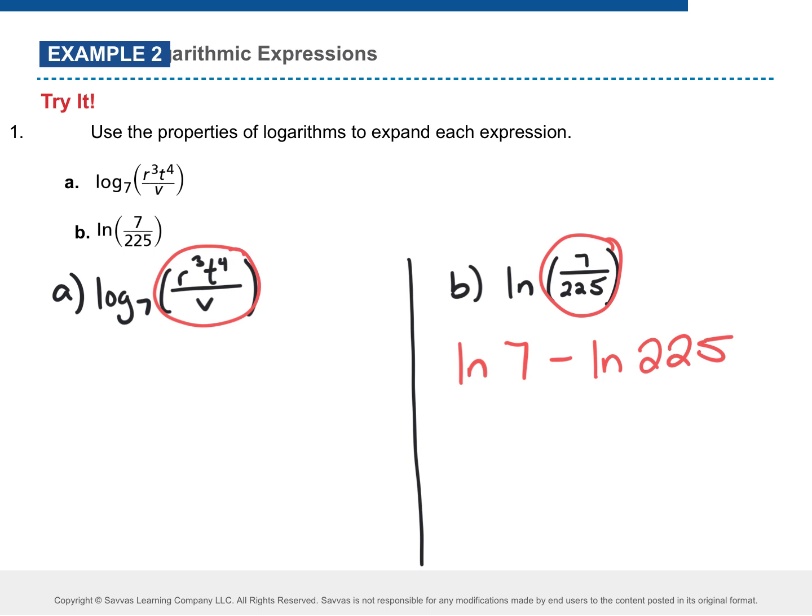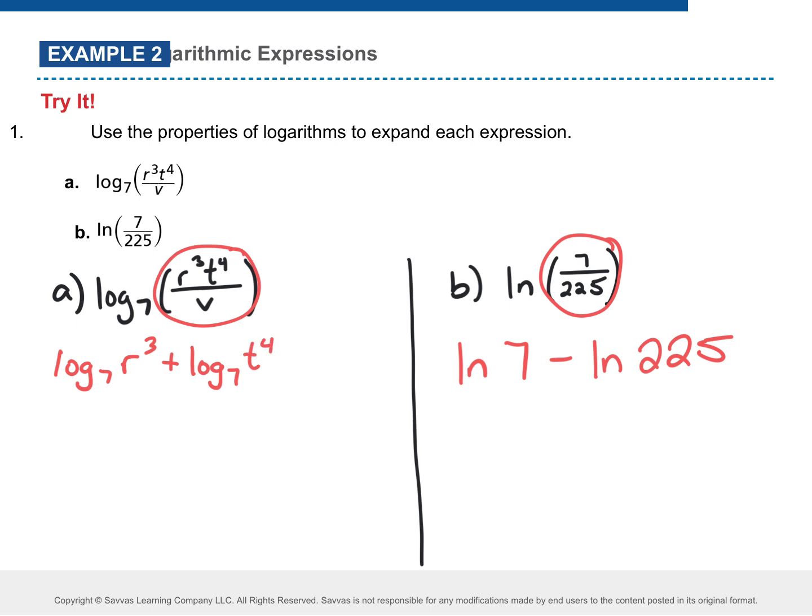Okay? We always keep this, right? So I'm going to start with log 7. What's my first term in the numerator? R to the 3rd. Okay, let's leave the exponent there for now. What's my second term there? How do I write the second term? Careful, what's happening between these two? Multiplication, so we add them together. Yep, so we do plus log 7 of t to the 4th.